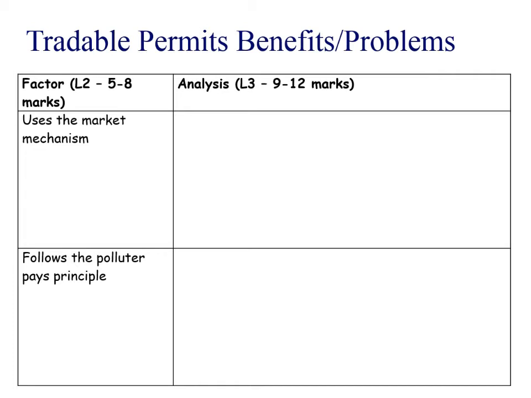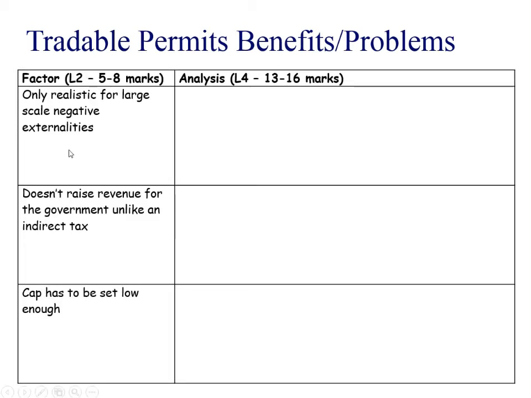However, there are some disadvantages. Theoretically, you could apply tradable permits to anything that produces external costs, or could be thought of as a demerit good. However, it's only really realistic for large-scale negative externalities. When we look at the EU ETS, it's not applied to absolutely every firm in the EU that produces CO2 emissions. It's only applied to firms above a certain size or producing above a certain amount of CO2 emissions.